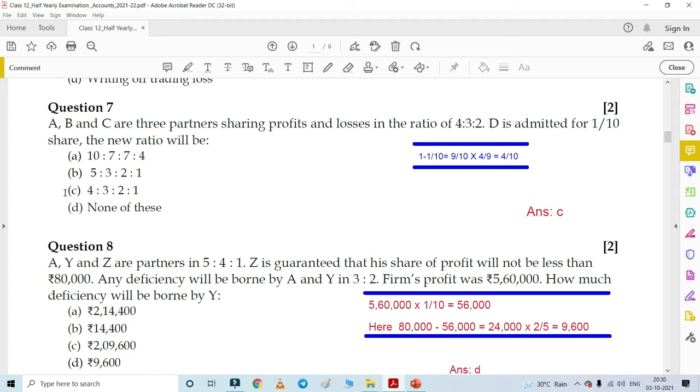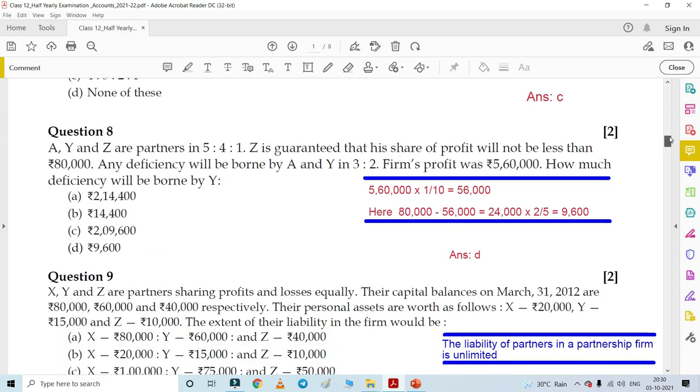So this way you can tick the correct option. Saving time is also very important, children.